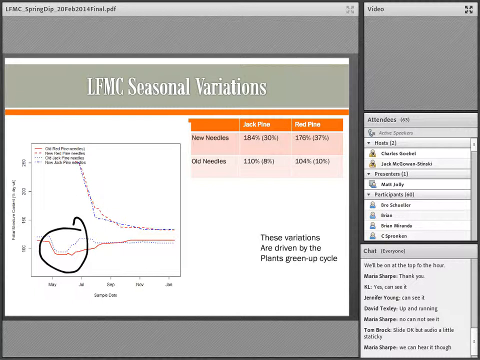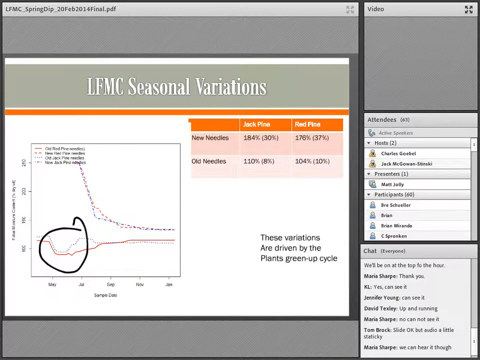But what we see in terms of variability is that in general, the average for old jack pine needles was 110%, and the average for old red pine needles was 104%. And the new needles actually start out very, very wet, so over 250% moisture content. But you'll notice that that needle moisture content declines as those needles mature.